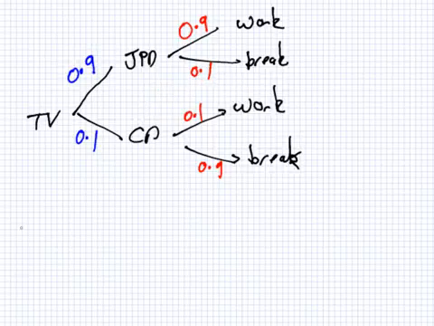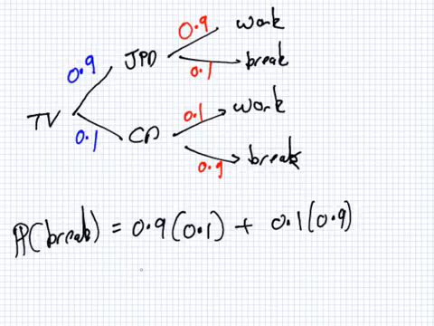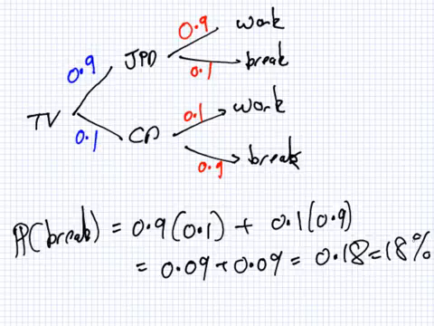Okay, so probability that the TV will break, that will be 0.9 times 0.1 plus 0.1 times 0.9. So that would be 0.09 plus 0.09, which would be 0.18. So that's 18% probability that the TV will break.